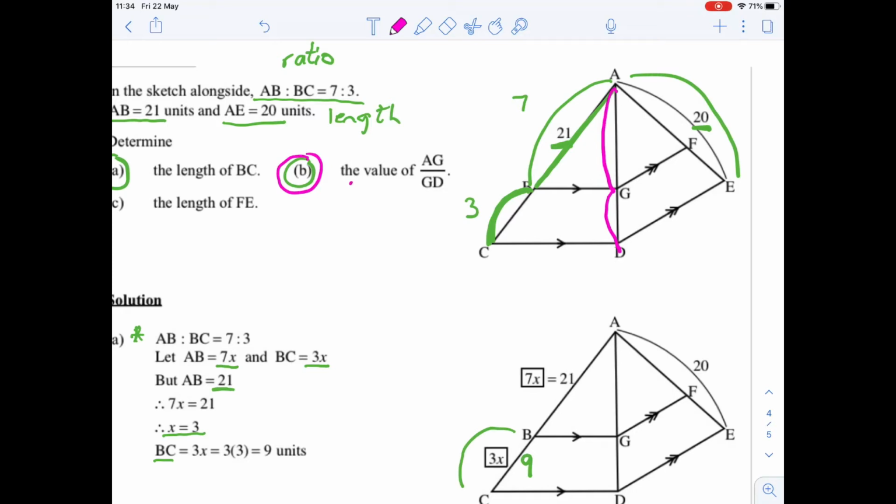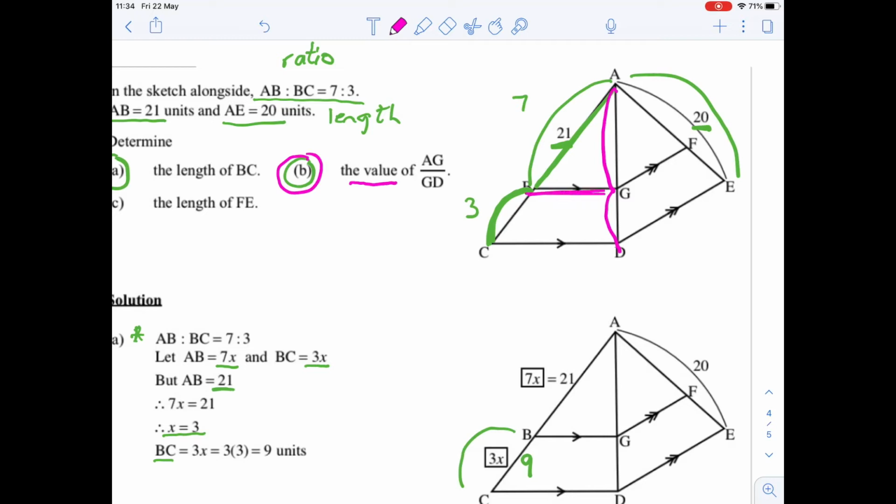Now, if they want the value there, in simplified form it would just be the simplified ratio. You could work with the units or you could work with the ratio. It doesn't matter, because the simplified form would, in fact, be the ratio anyway. So AG over GD. Before we look at the actual solution, let's have a look at what we've got here.